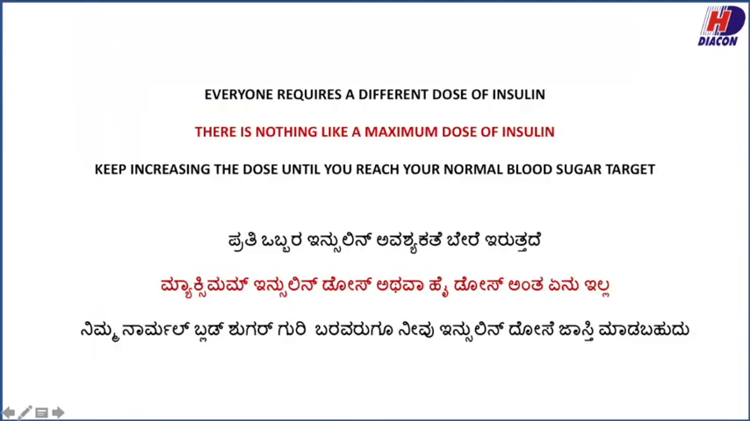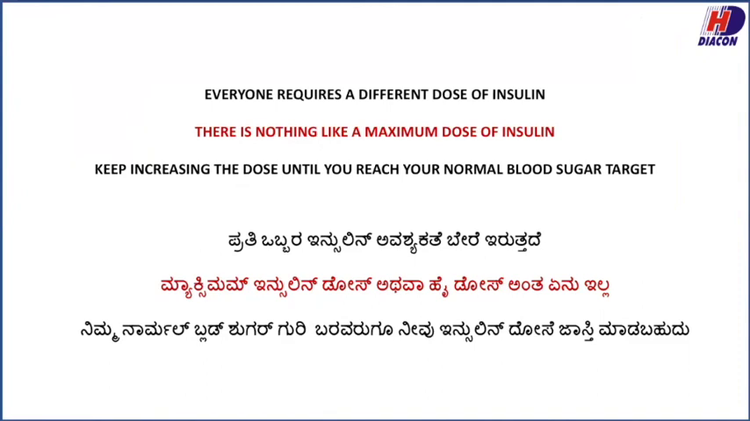So coming to some important pointers, let's keep in mind that everyone requires a different dose of insulin. The dose that you take is very different from what your friend in the park takes, what your relative or neighbor takes. You might need 50 units of insulin per day. Someone else may require 10. Someone else may require 150 to 200 units per day. So there's nothing like a maximum dose of insulin.